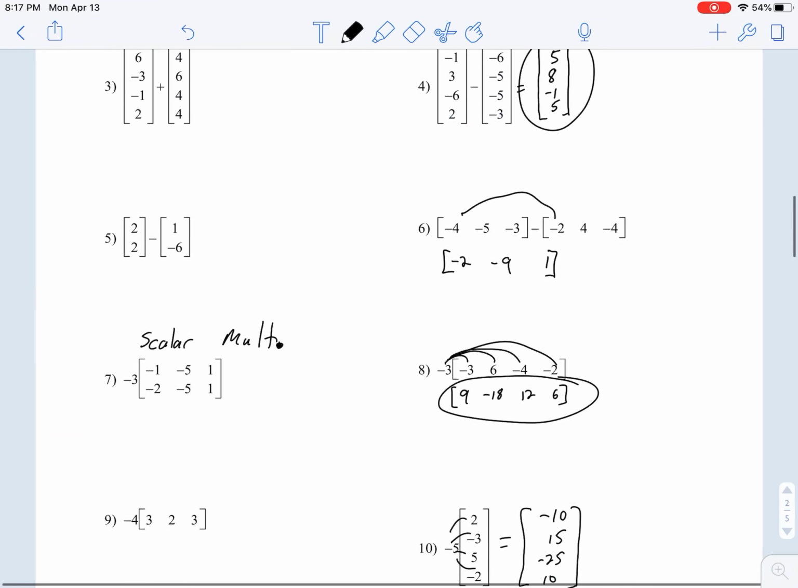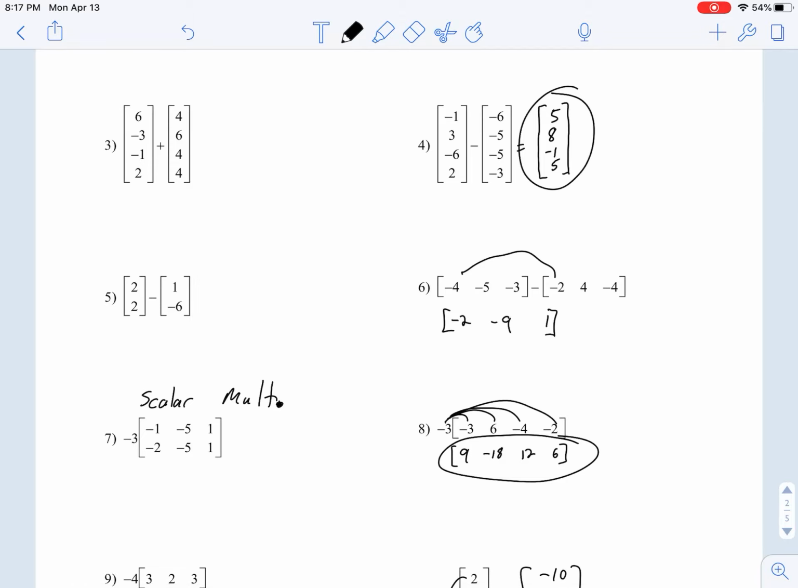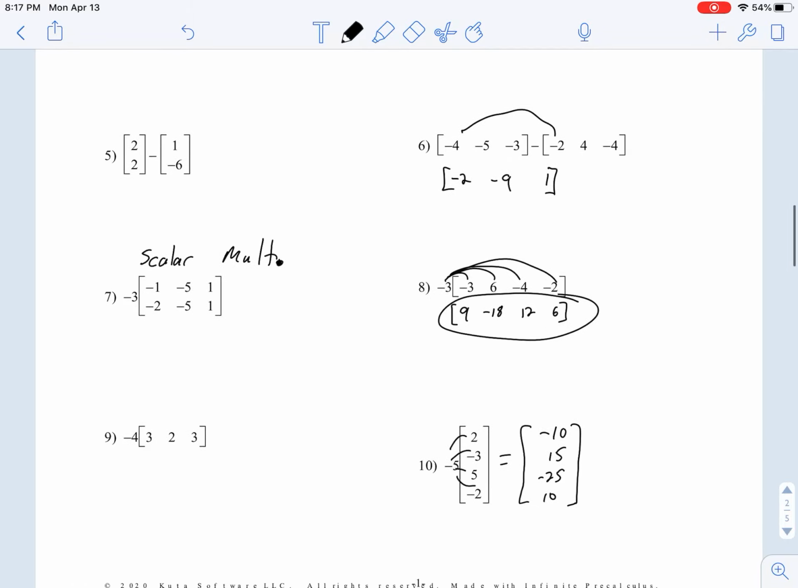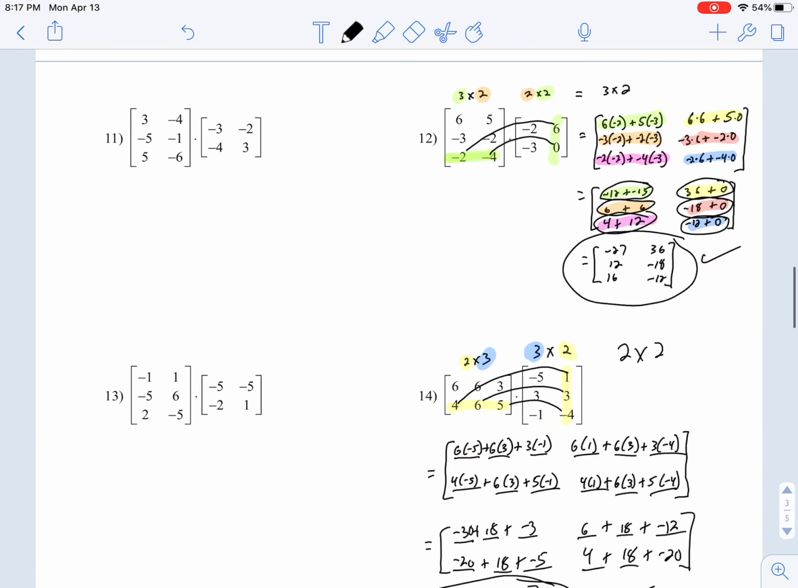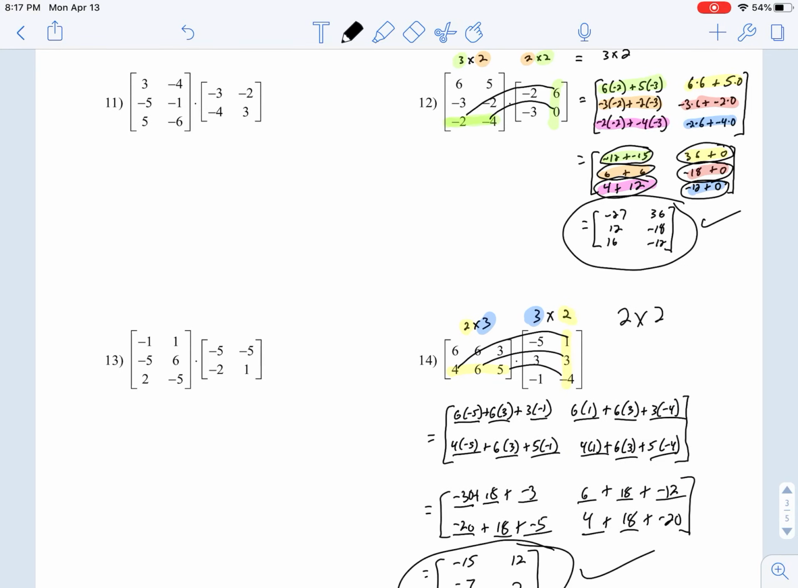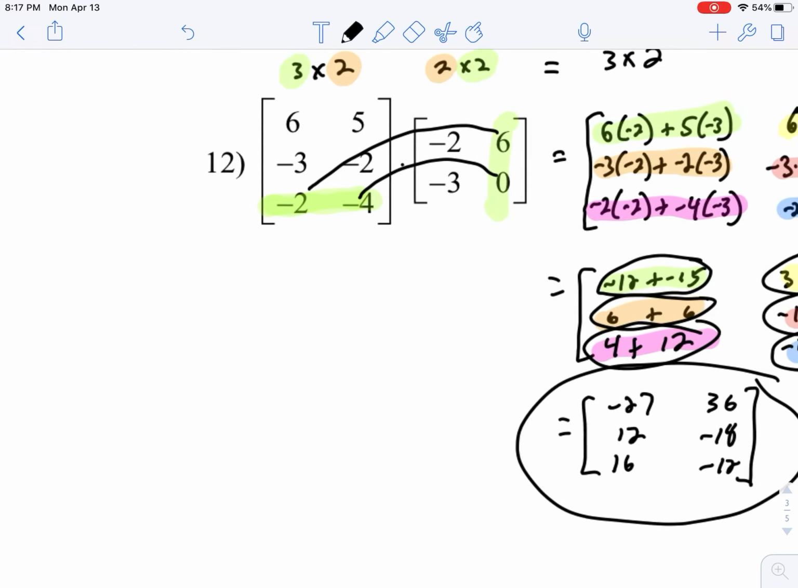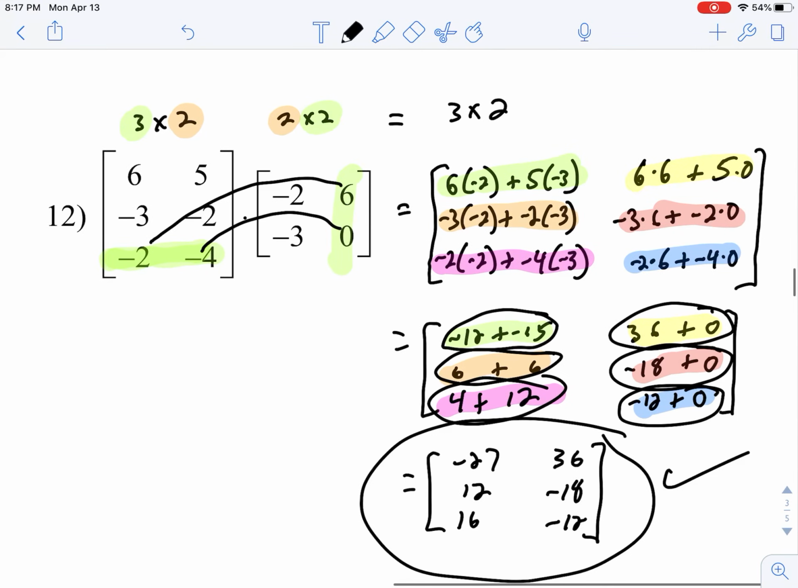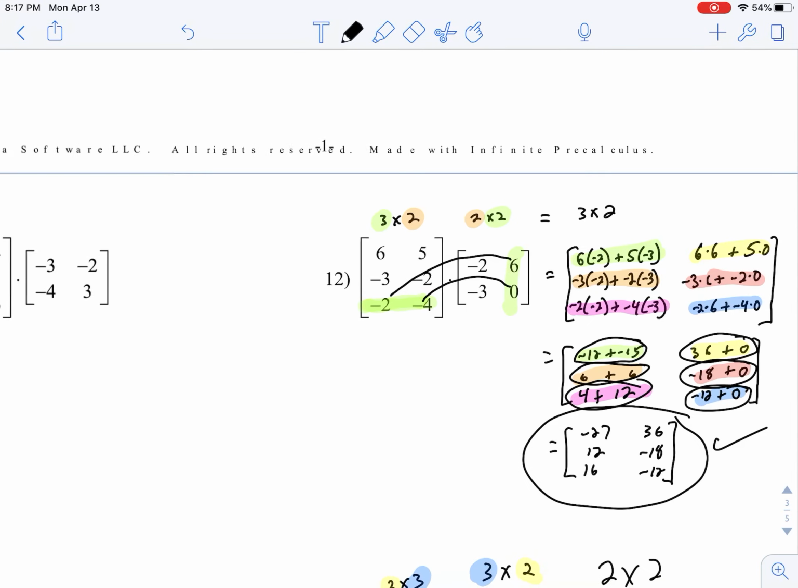So, page 1 should be pretty easy. Add when you add, subtract when you subtract, distribute when you multiply. Matrix multiplication is a whole other story. You have to do each row times each column in every possible combination and work that out and see if you can do it.